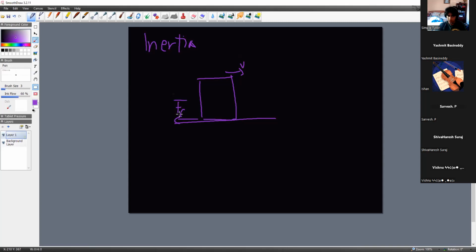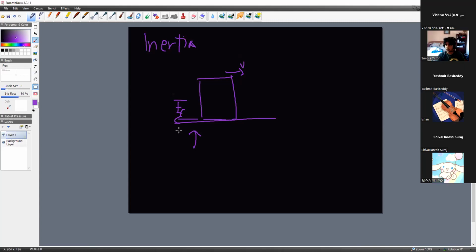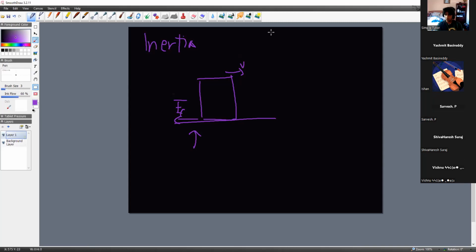So can someone tell me what will happen over time when I add this force? What will change about this object's motion? Like, will it slow down? Will it stop? Will it keep going at the same speed? Yeah, Vishnu, let me know. Slow down until it stops. Yep, there you go. As we add this friction force, it'll slowly slow down as it slides. This velocity will decrease and then it'll eventually stop.